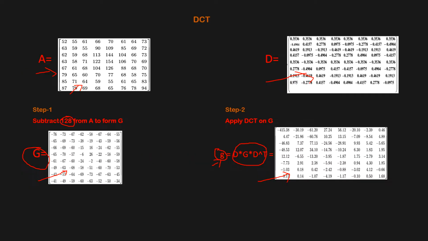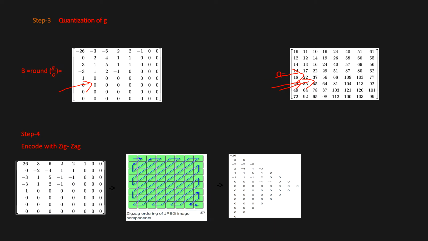For example, take minus 415.38 and divide it by 16, then you will get about minus 27. In the same way you do all these divisions and you will get this matrix. After that, if you want to know how many minus 1s, how many minus 2s, how many zeros there are, do the zigzag encoding.